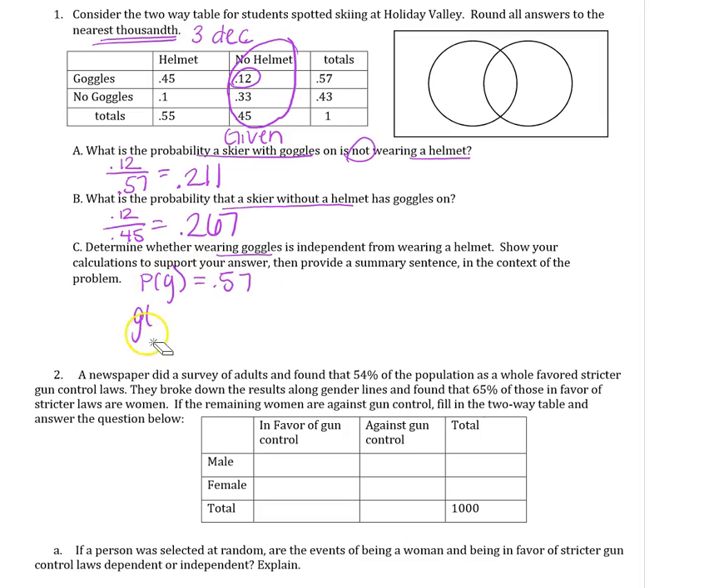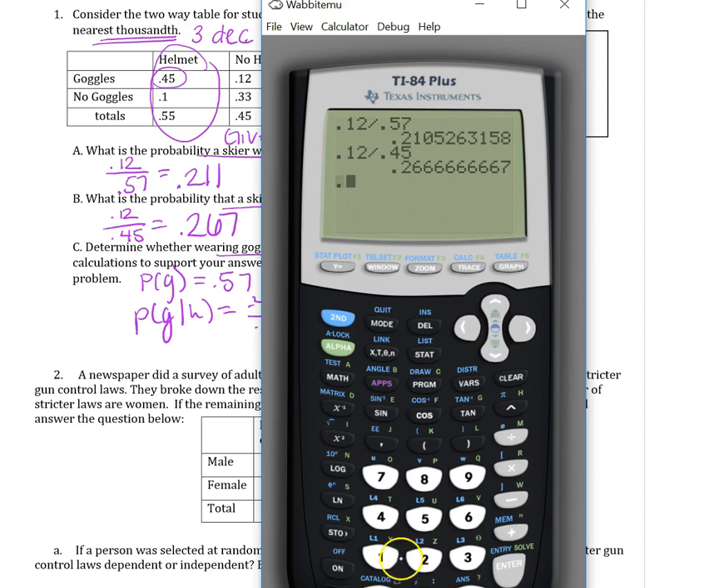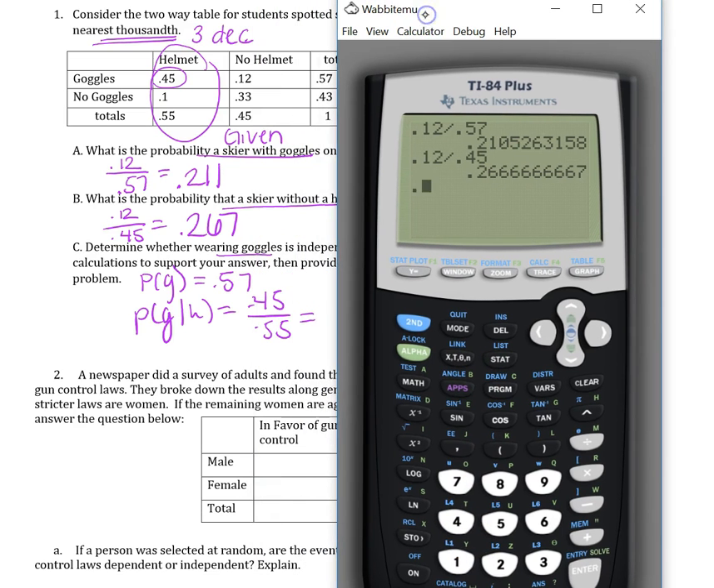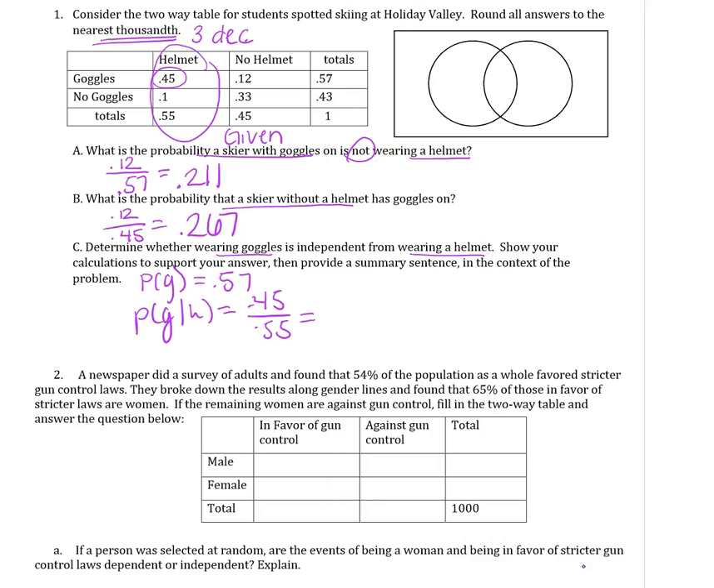Probability of them wearing goggles given they're wearing a helmet means I'm only looking at the helmets and the ones that are wearing goggles. So 0.45 divided by 0.55. Okay, so I divide those. 0.818.